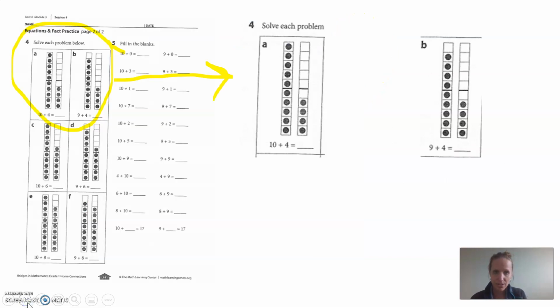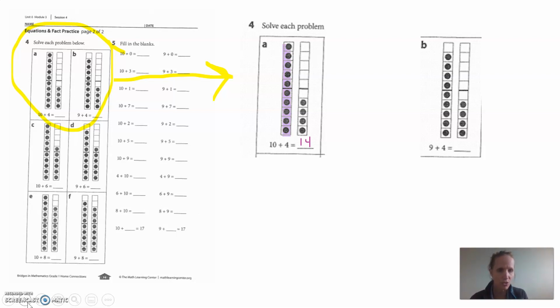Okay, so that brings us to these problems in your packet on page 98. If we look at 4, 4a is 10 plus 4. I would like you to think in groups of 10, find that 10 and add the 4 on, and that gives us 14. Now b is like the second example, 9 plus 4.